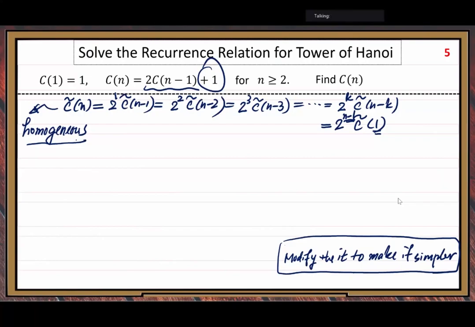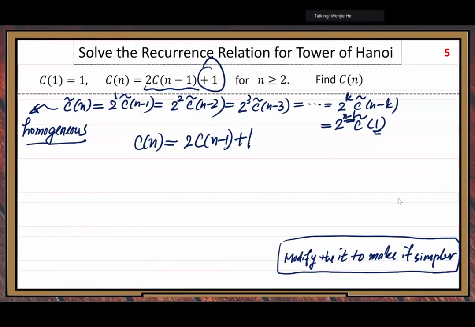Now we need to see how much work we need to do to convert a non-homogeneous recurrence relation to a homogeneous recurrence relation. This is the non-homogeneous version. Our goal is a homogeneous version. The difference is this plus 1 term.